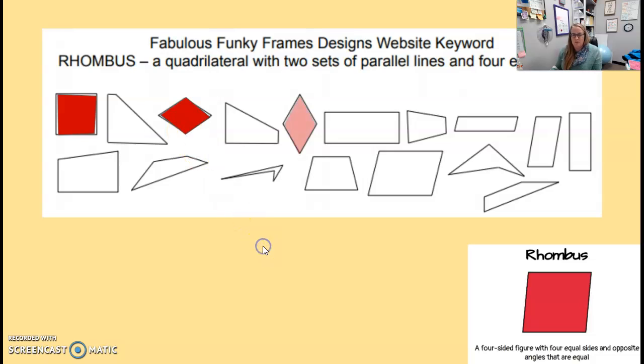Do you see another one? Yeah, hopefully you saw this one. So all the sides are the same. So that works. And what do we have to know about the angles? That's right. This one and this one are the same. And this one and this one are the same. So that's what makes it a rhombus.